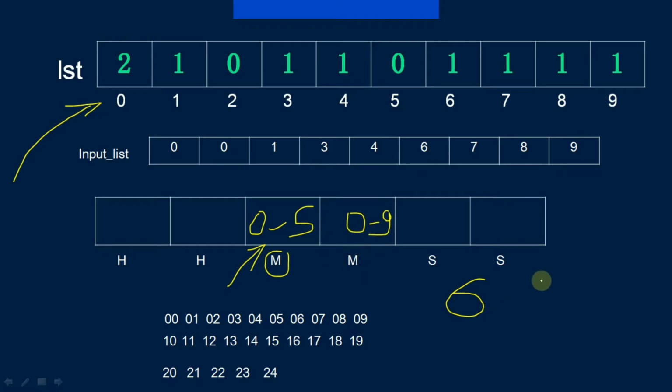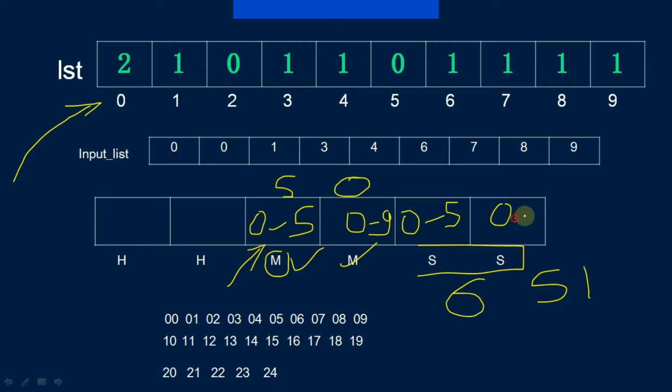So if you store 5 here, you can store 0 also, that will be 50 minutes. You can store 1 also, you can store 2 also, and so on till 9. Okay, so I hope this is clear, and we will follow the same for seconds also. Here we can store between 0 to 5, and here we can store between 0 to 9.